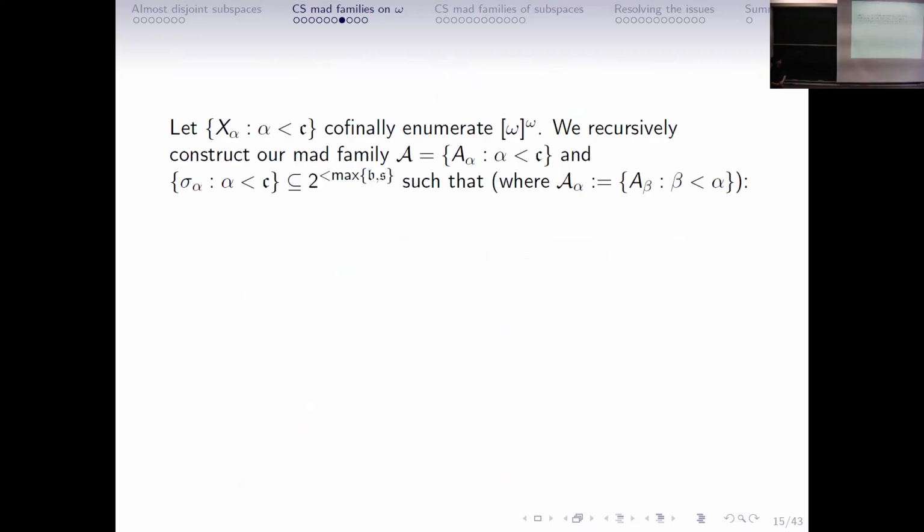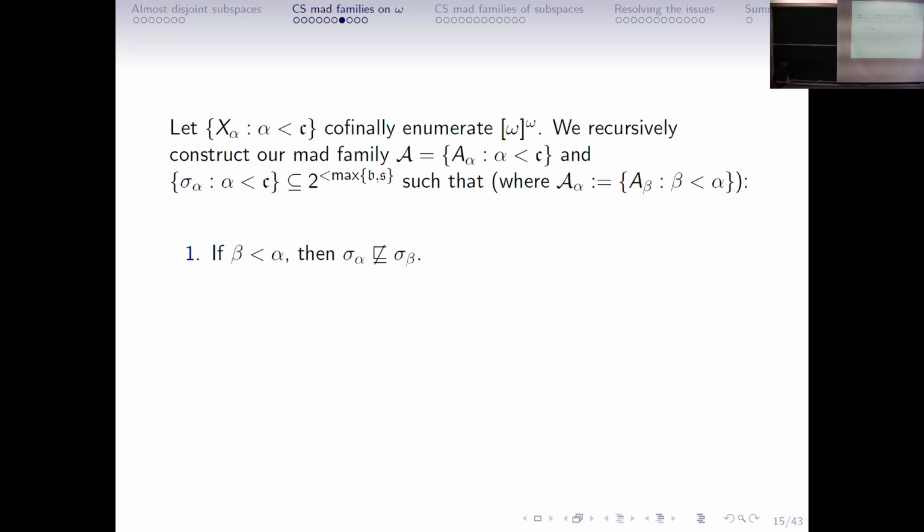Okay, induction step. So let's cofinally enumerate subsets of omega. So what I mean by cofinally enumerate is that every infinite subset of omega is enumerated cofinally many times in this enumeration. Okay? So we're going to construct this MAD family inductively, but at the same time, we're going to construct this sigma alpha, which is another binary function on an ordinal, such that it satisfies these properties.